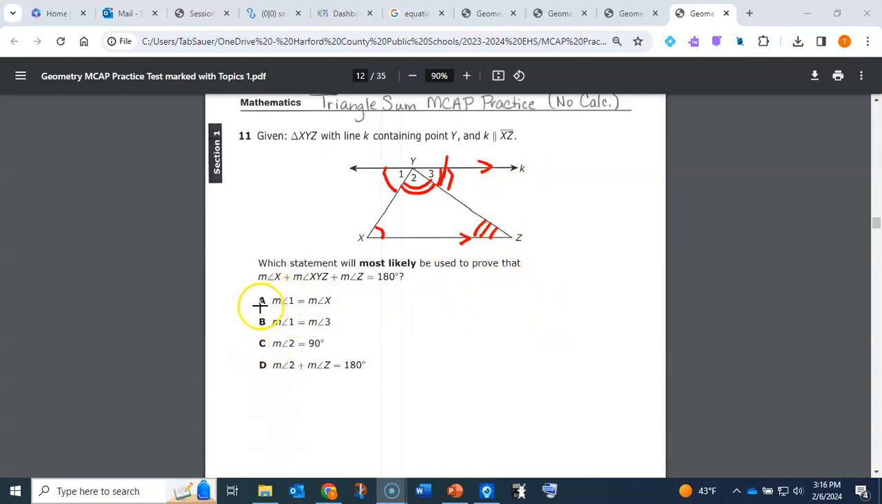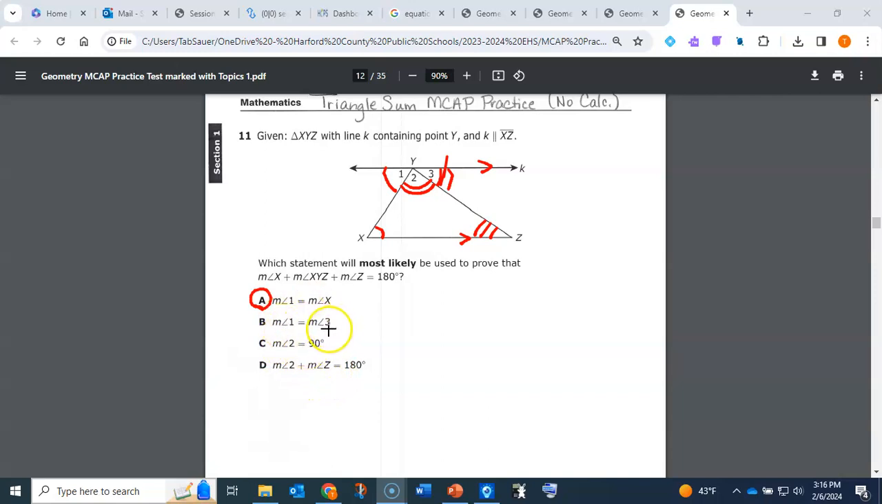So let's look at our choices. For answer A, the measure of angle 1 being equal to the measure of angle X. That is something I did use in my proof. So A would be an answer for me, but I do want to double check, because it does say which one would be most likely, so I just want to make sure none of the others would be one of the statements I would use.